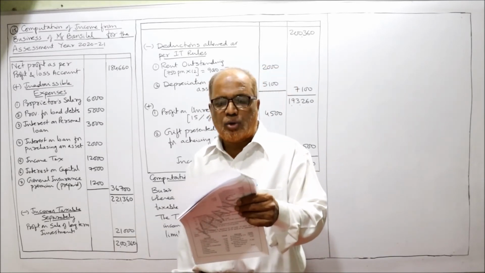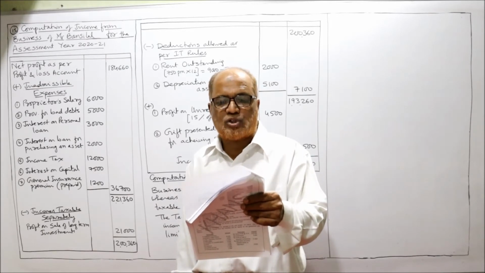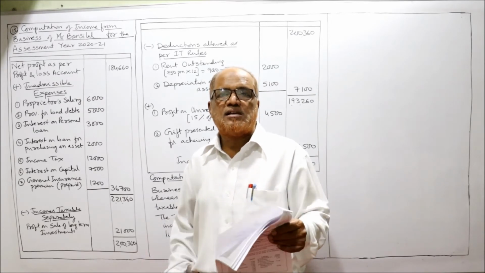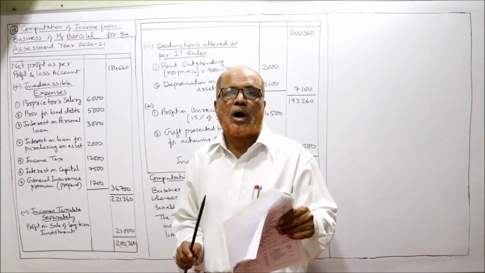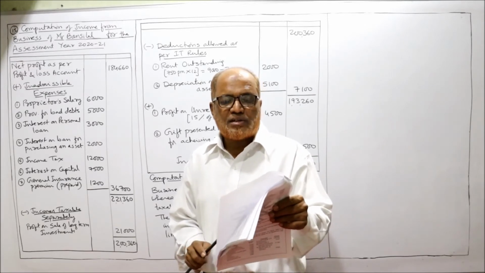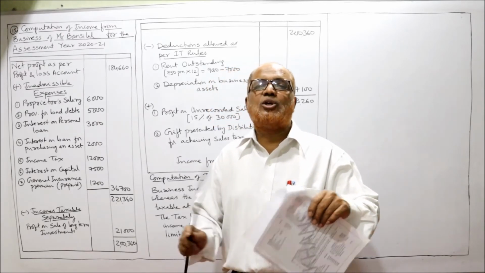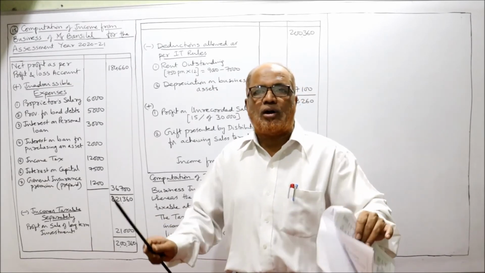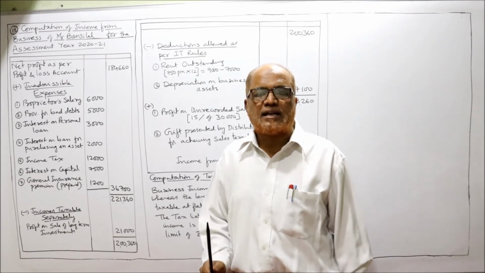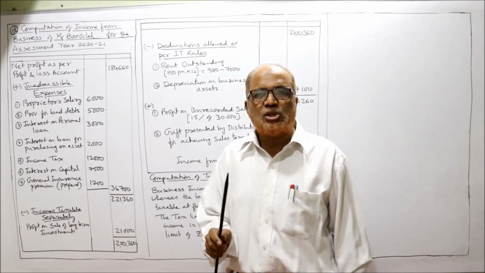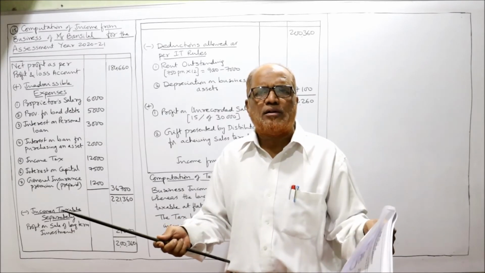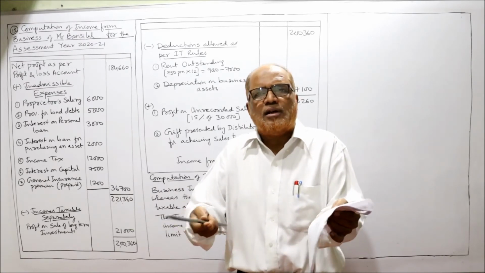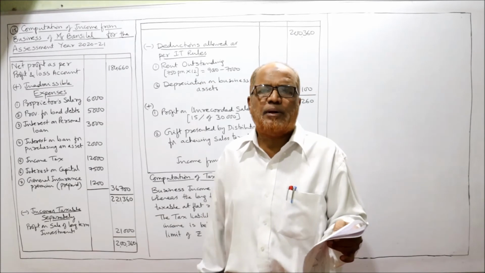SSC is unwilling to claim 4,800 telephone charges and 5,100 depreciation on business assets. This SSC does not want the deduction on two counts. What are the two counts? First, 4,800 telephone charges, he doesn't want the deduction. Similarly, 5,100 depreciation on business assets. So the Income Tax Act says, if the SSC does not want to claim the deduction, ignore it. Don't give the deduction. If he is willing, we will provide.